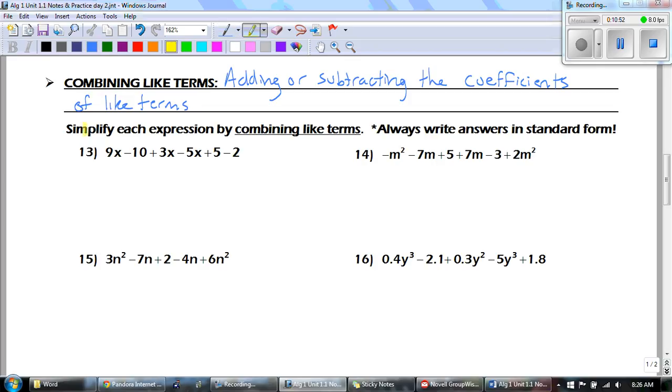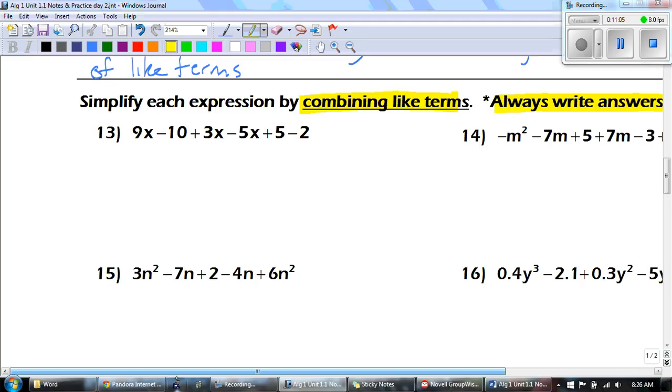And now if we look at the directions, it's saying to simplify each expression by combining like terms, and we always write our answer in standard form. Okay, so when we're doing this, let's look at 13. My like terms, the 9x, the 3x minus 5x. Okay, so you can write them all in order if you want to, or just 9 plus 3 is 12. 12 minus 5 is 7. Excuse me, so that would be 7x.